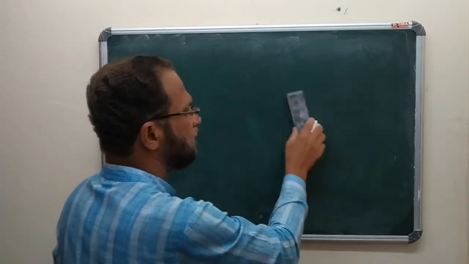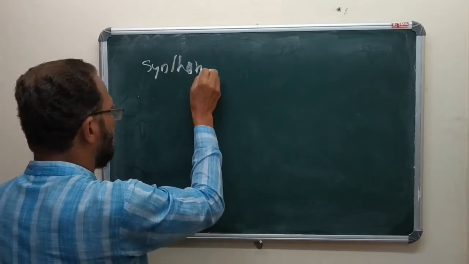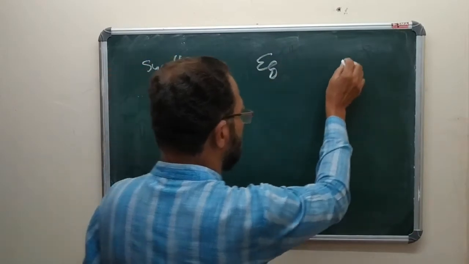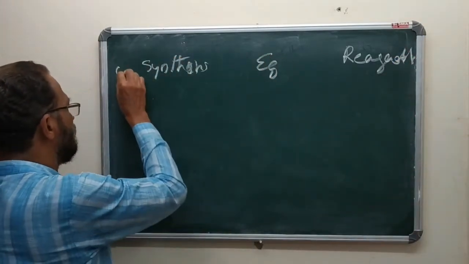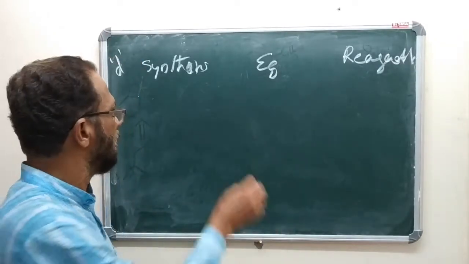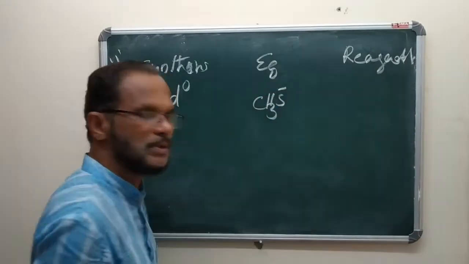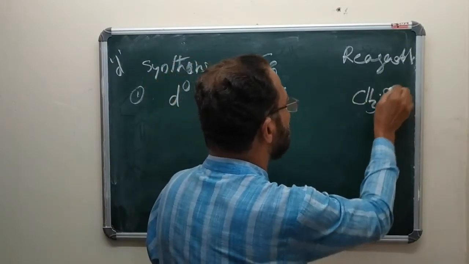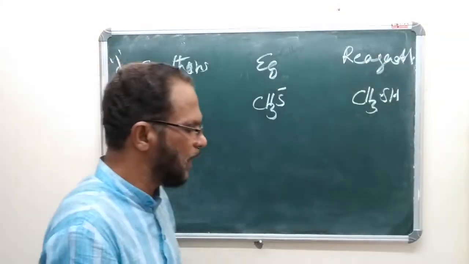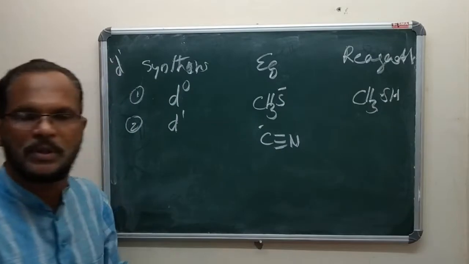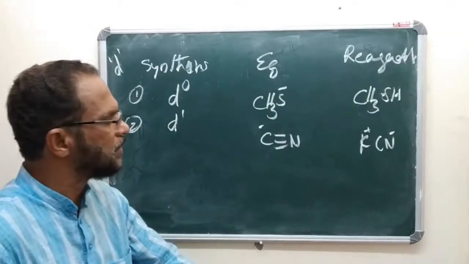Now we can see a few examples, or we can make a chart: synthons, then example, then reagents. Let us consider the donor synthons. First one, D0. Example, CH3S-. The reagent or synthetic equivalent is CH3SH. Then the second one, D1. That is the cyanide ion, where potassium cyanide is the reagent.